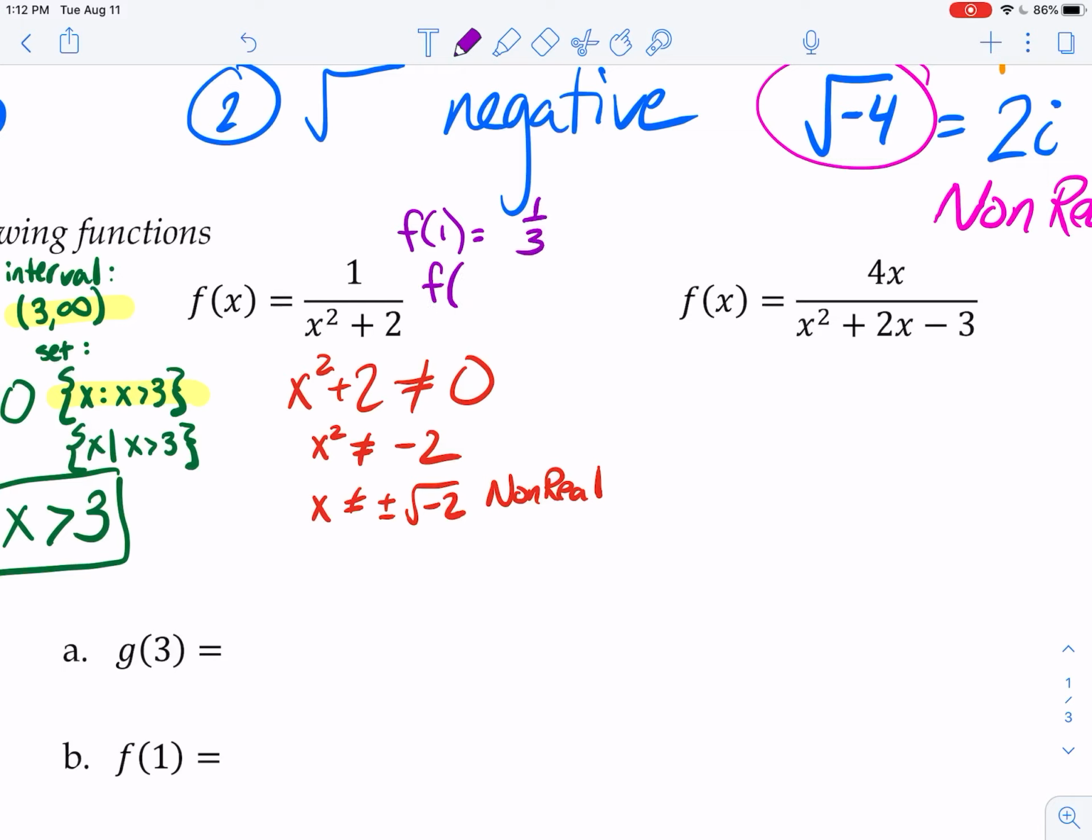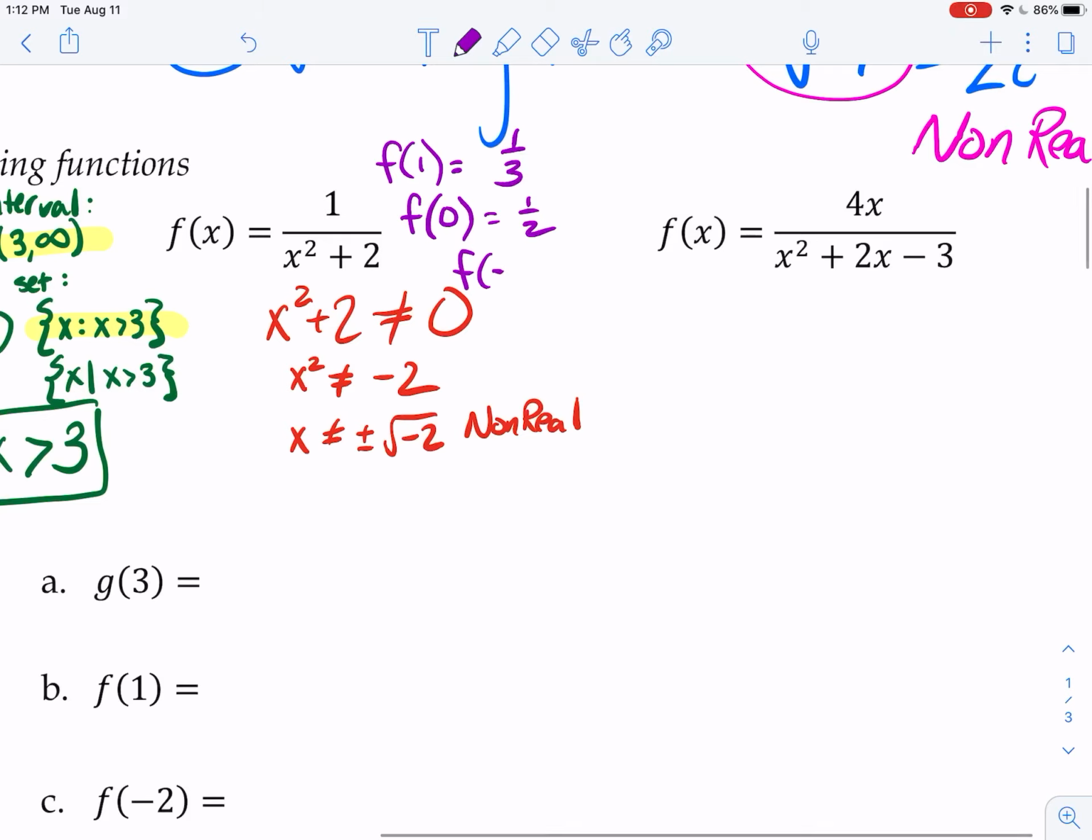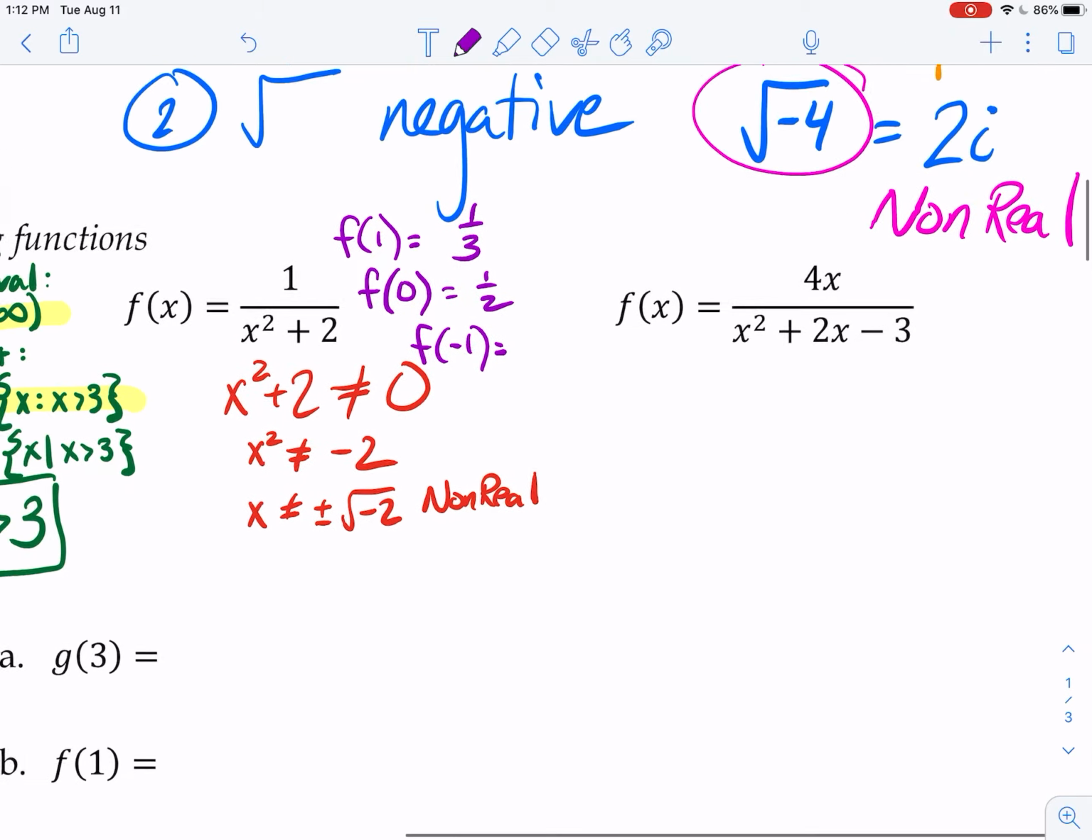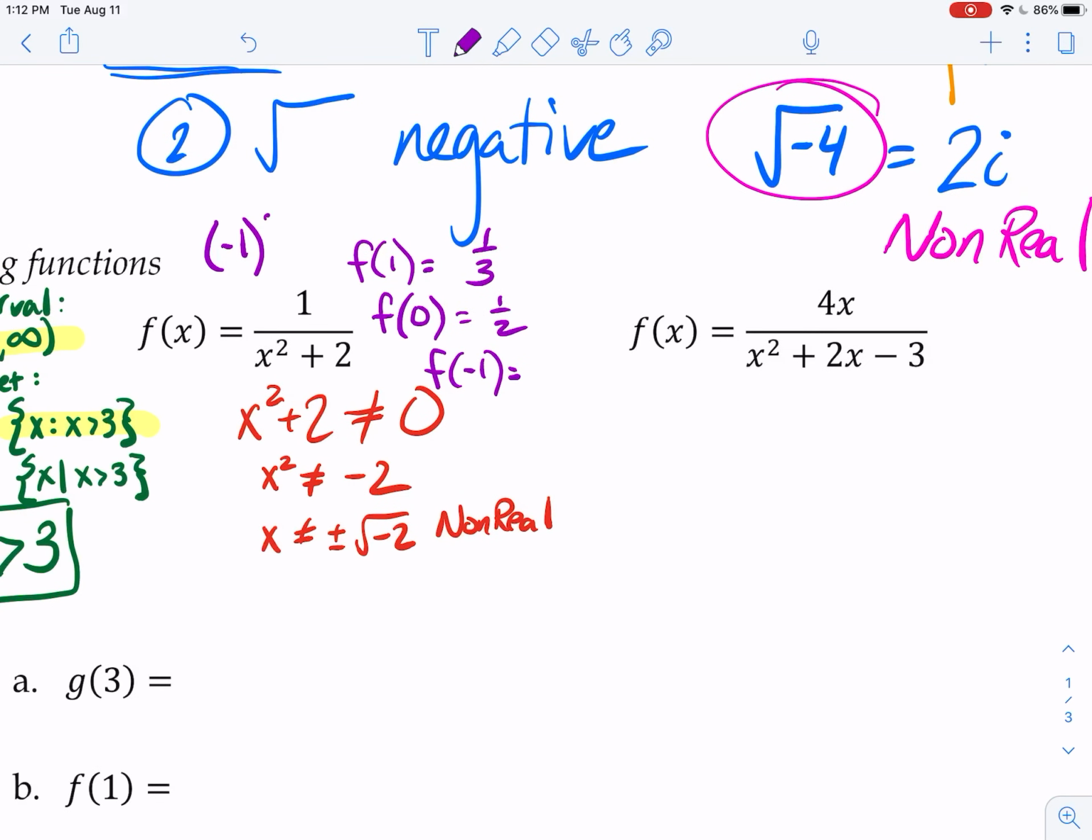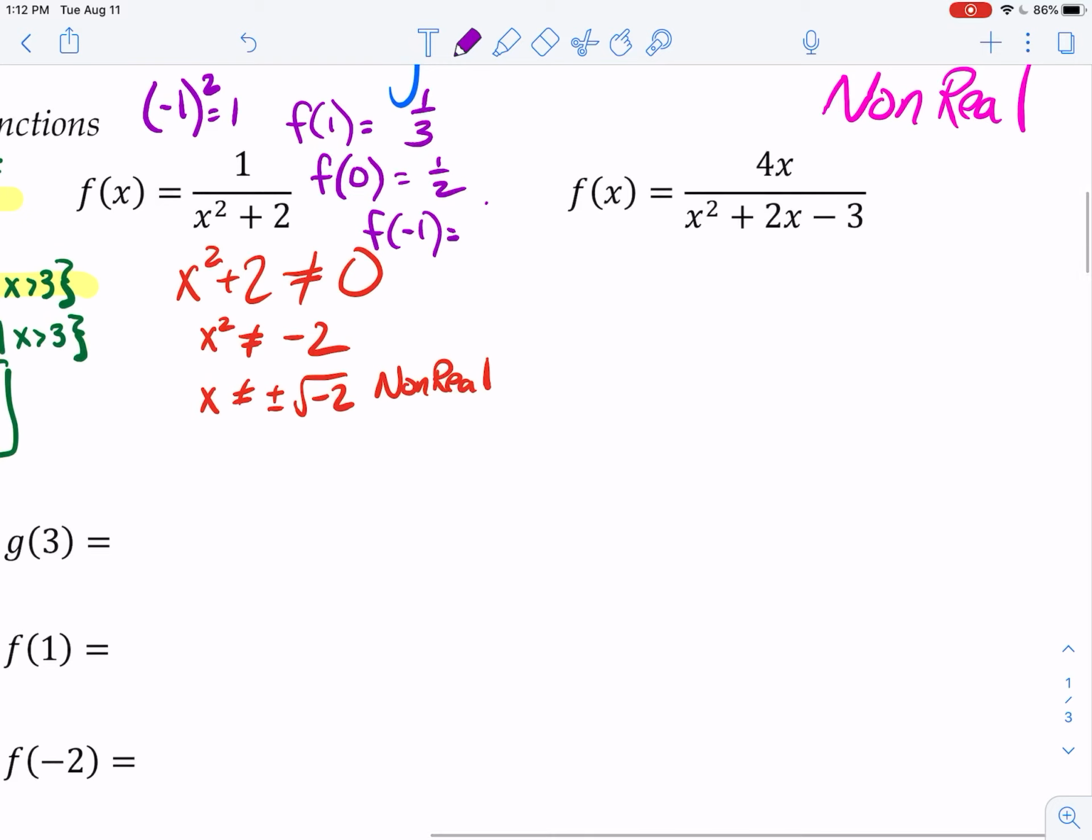If I were to say f of 0, that would be equal to, well, that's 0. That's 1/2. If I were to say f of negative 1, notice that negative 1 gets squared. A negative times a negative is a positive 1. Plus 2 is 3. That's in the denominator, and there we go. So no matter what I plug in, I'm always going to not get 0 in the bottom. Anyway, I said it. It's not sophisticated, but there we go.